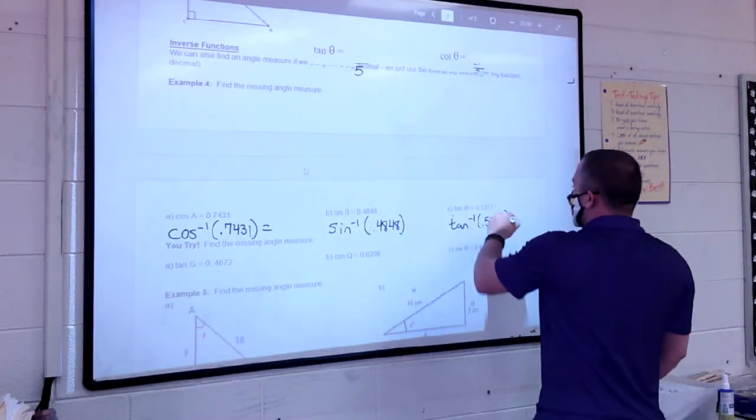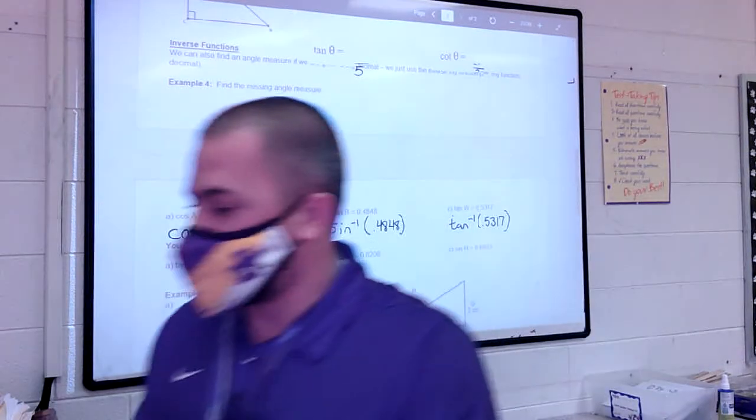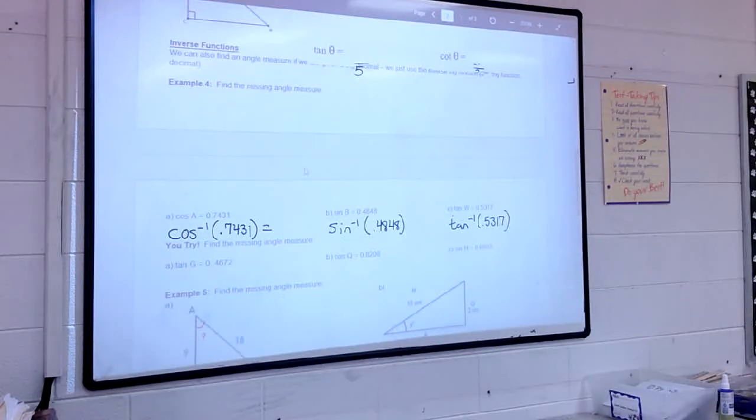You make sure your calculator's still in degrees, like it should have been from earlier. But we hit second. So for A, we hit second cosine. That'll give us that cosine to the -1. That's the inverse of 0.7431. And that's going to give us the angle. What's the angle? 42. That's all we got to do.